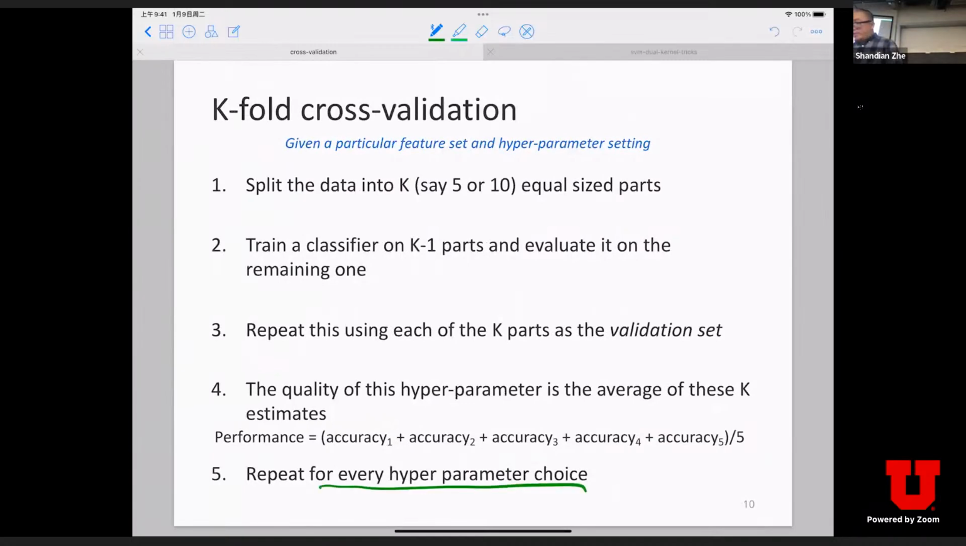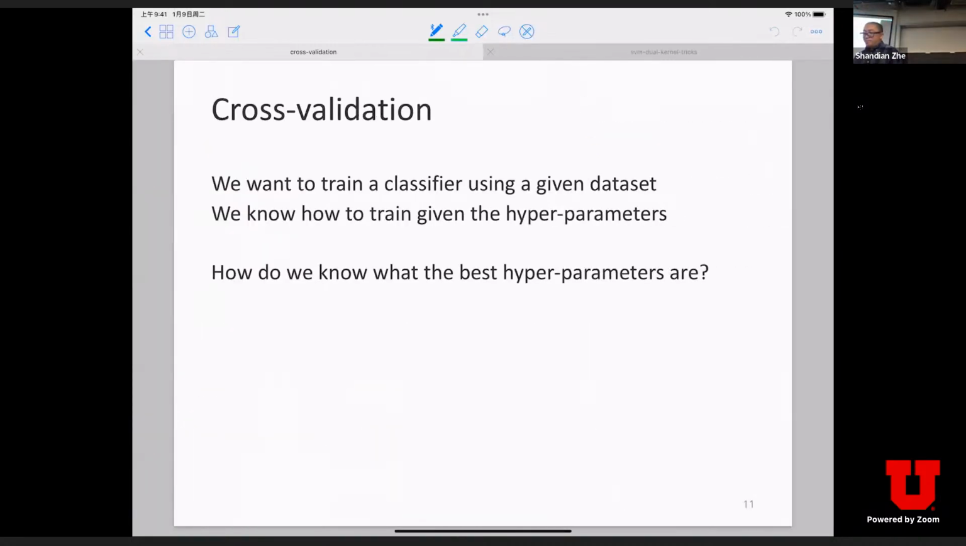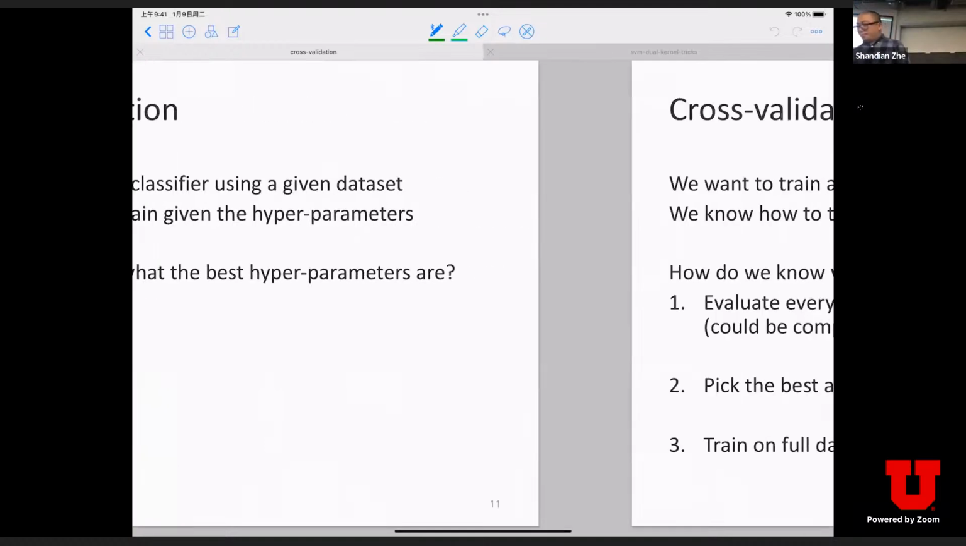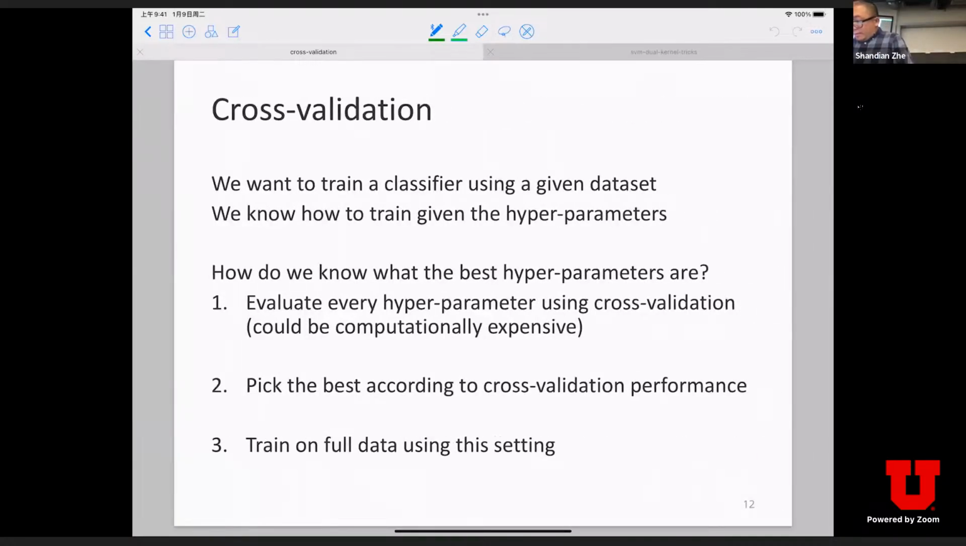Repeat for every hyperparameter choice. So here's the general framework. How do we know what the best hyperparameters are? You evaluate every hyperparameter using cross-validation, and then you pick the best according to the cross-validation performance. Then you train on the full data using this setting.